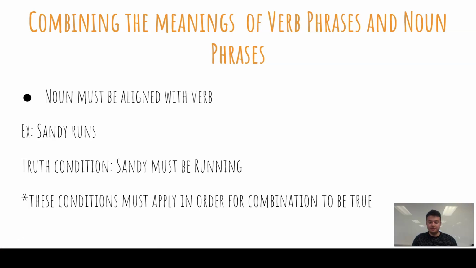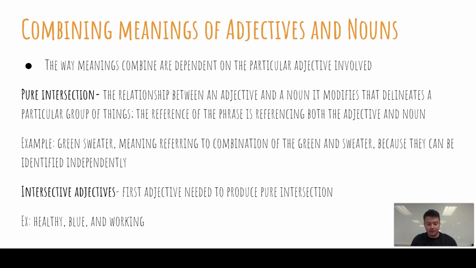The next concept of the unit refers to the combination of meanings of verb phrases and noun phrases. The idea here is that the noun must be aligned with the verb. An example is "Sandy runs." The truth condition must be true, so Sandy must be running and must be in existence for this to be true. The next concept is the combination of meanings of adjectives and nouns. The meaning is dependent on the adjective involved.